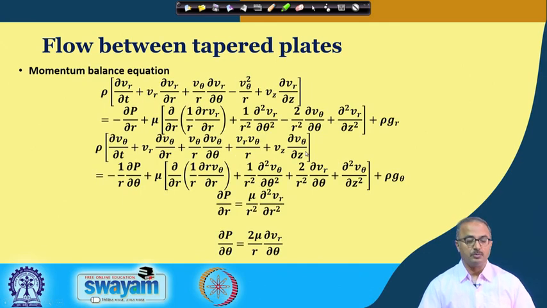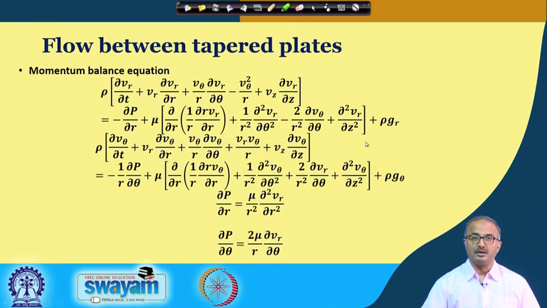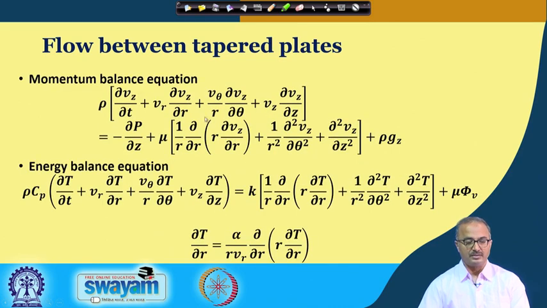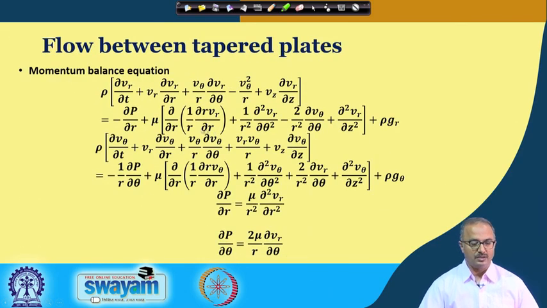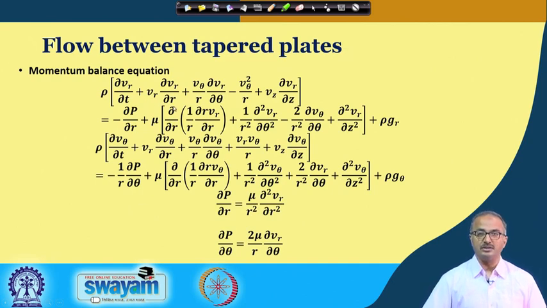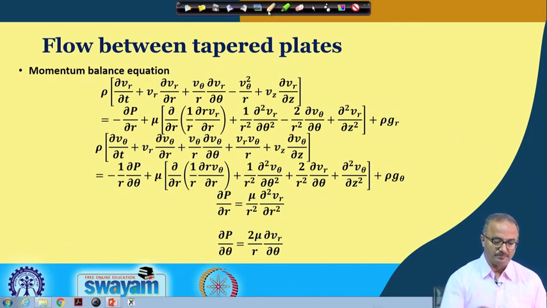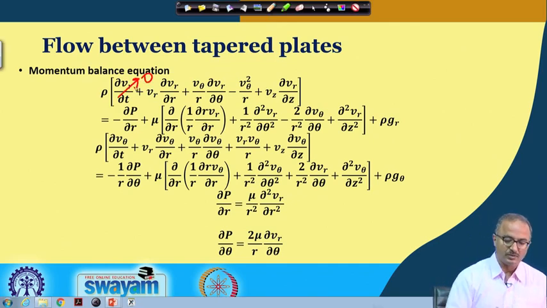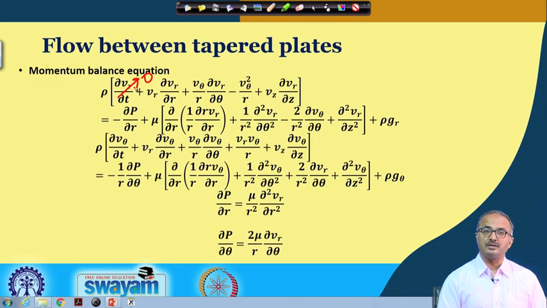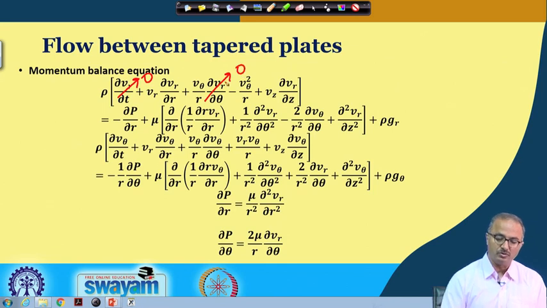Now we go for the momentum balance equation. This is the momentum balance equation for the r direction. This is for the theta direction, and we have another for the z direction. We shall come to that later. So here we have the r direction. Again, as per the problem, we are assuming it to be at steady state, so this particular term will go to 0. Then we are assuming that it is independent of theta, or axisymmetric, so this particular term goes to 0.